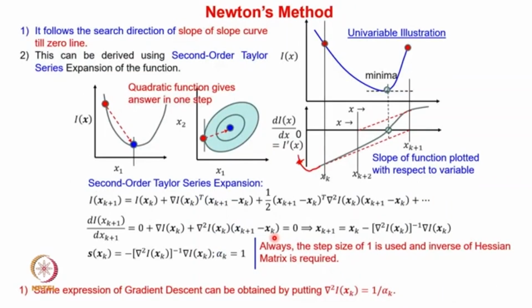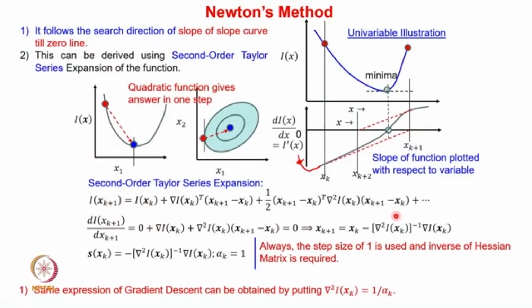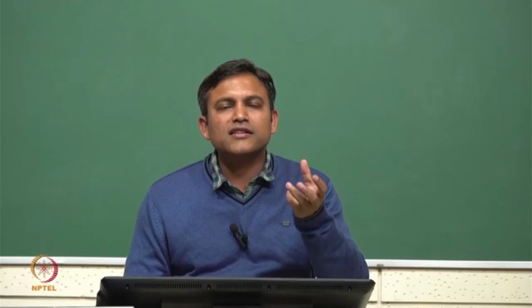Now what is the advantage with respect to Newton's method? You can see that this second order Taylor series expansion includes the second order terms, and all other higher order terms are neglected. So whenever we have an objective function which is quadratic in nature, this Newton's method is going to give you the optimum solution in one step, in one iteration. You can get the optimum solution in one iteration whenever you have a quadratic objective function.